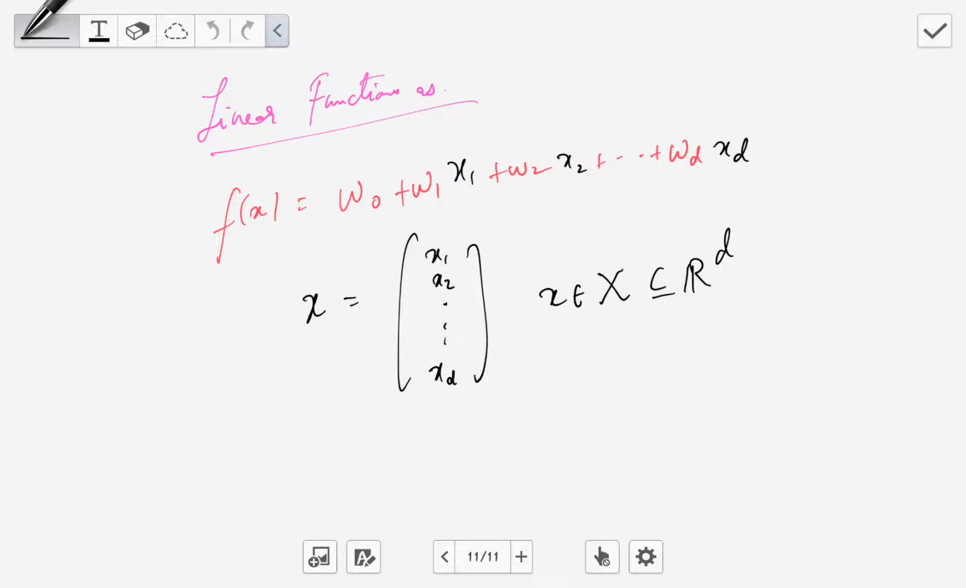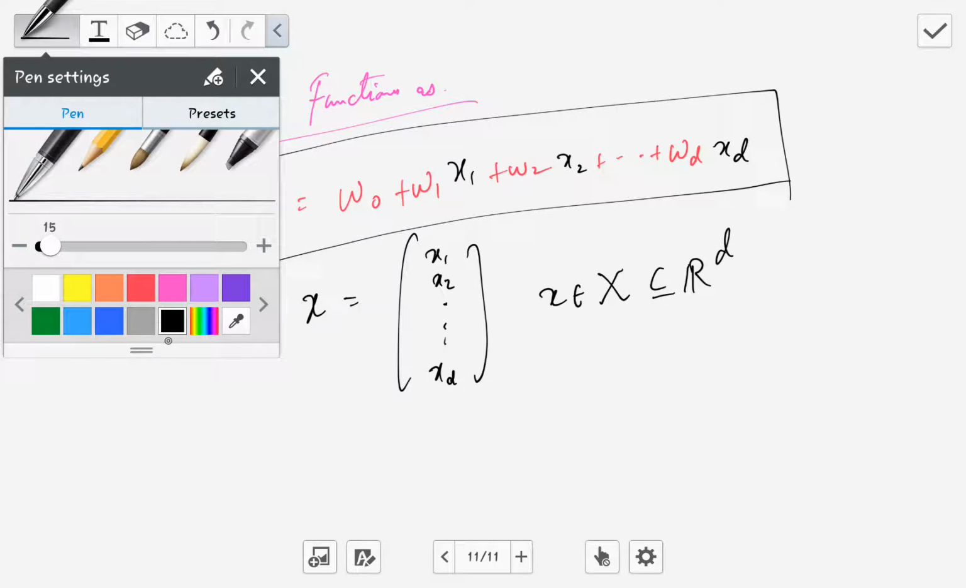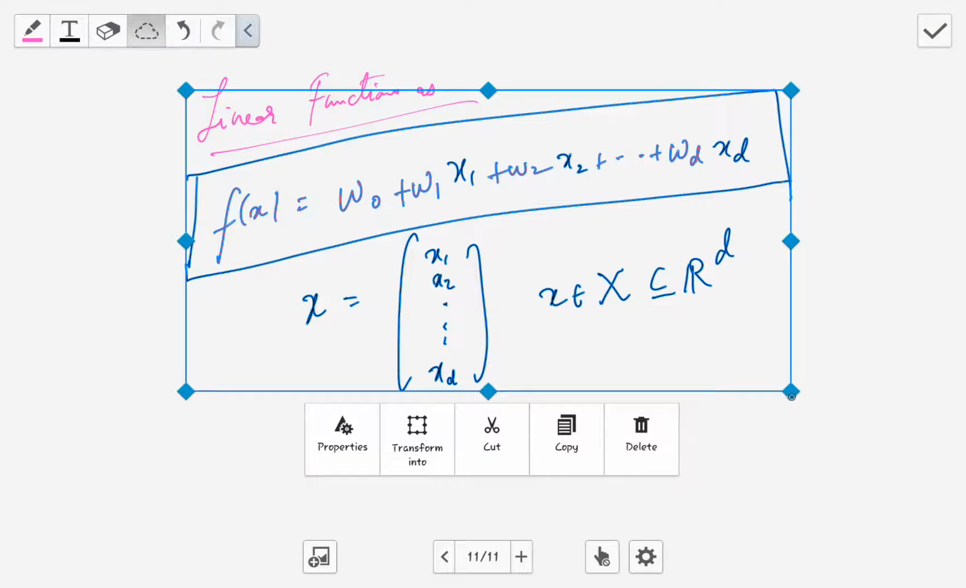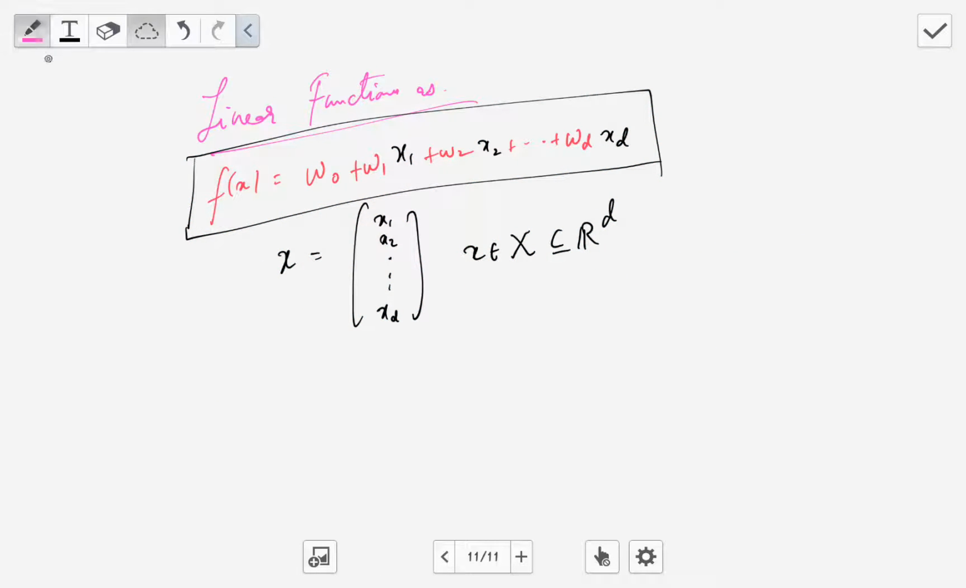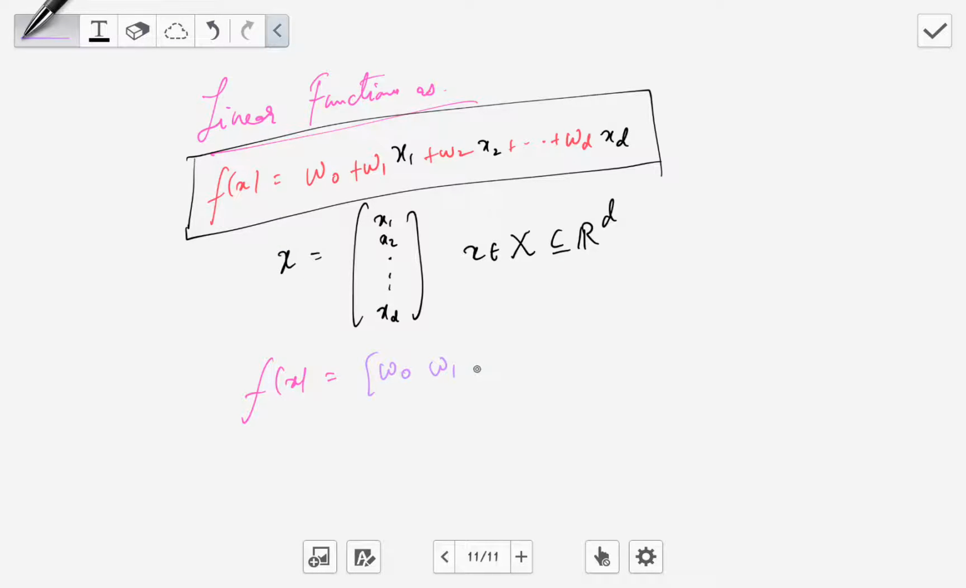Okay, this is clear. Now, let me try to see this in a different way. So, if I want to see it in a different way, what I would do is: f of x is equal to, from our very good dot product notation or inner product notation, I can write xd, but I have to put a 1 here. Put a 1, yeah. Okay.